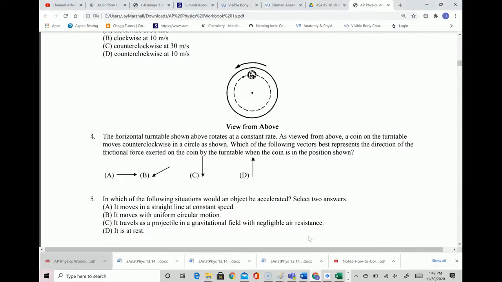Okay, a horizontal turntable shown above rotates at a constant rate. As viewed from above, a coin on the turntable moves counterclockwise in a circle shown. Which of the following vectors best represents the direction of the frictional force exerted on the coin by the turntable when the coin is in the position shown?